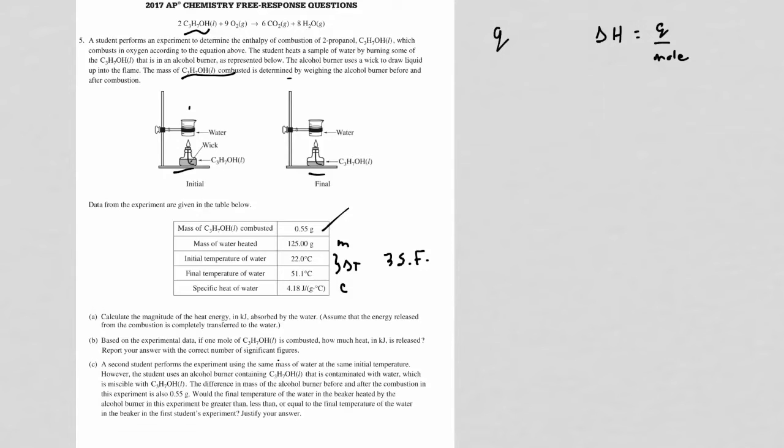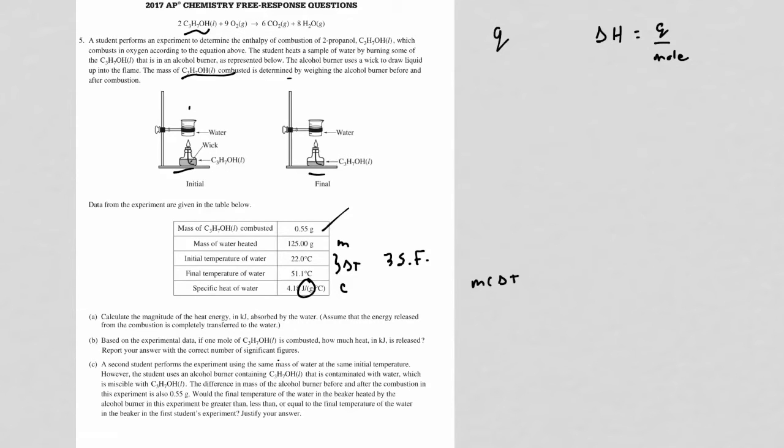Now, let's go down to the questions. It says calculate the magnitude of heat energy absorbed by the water. This is an MC delta T thing. So you can just do MC delta T with this, and you'll get the amount of energy absorbed by the water. That energy is going to be given to you in joules, because this is joules right here.